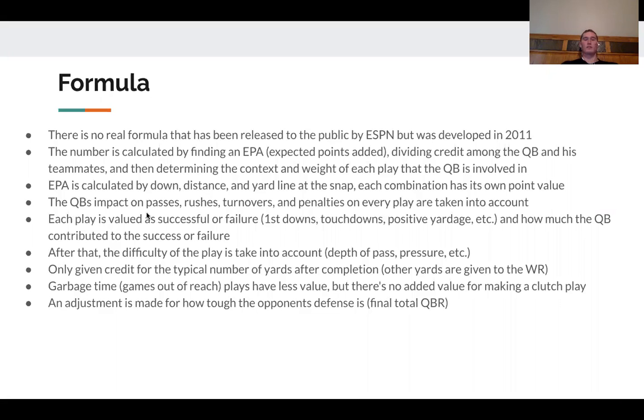After that, the difficulty of the play is taken into account. A 1 yard pass is not as difficult as a 30-yard pass, for example, and the quarterback is only given credit for the typical number of yards after completion. The other yards are given to the receiver. Garbage time plays have less value, but there's no added value for clutch plays, so only one end of the spectrum is taken into account. There's also an adjustment made for how tough the opponent's defense is, and that's how you get your final total QBR.